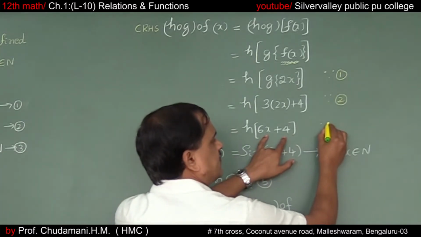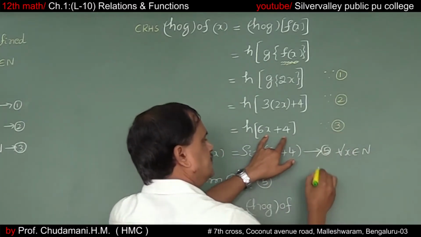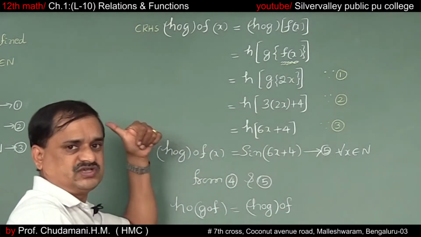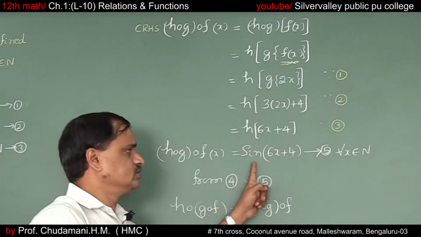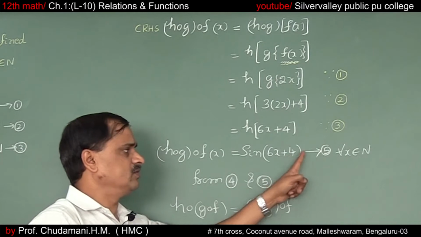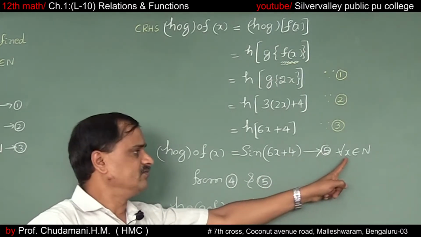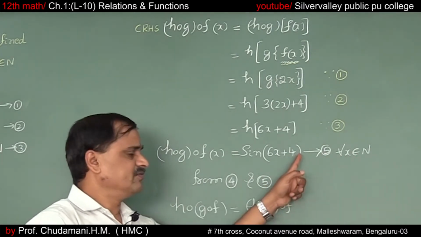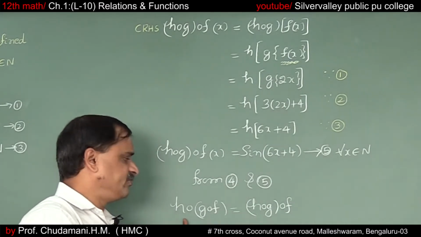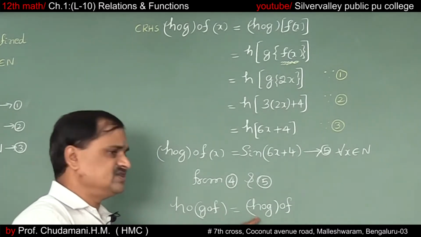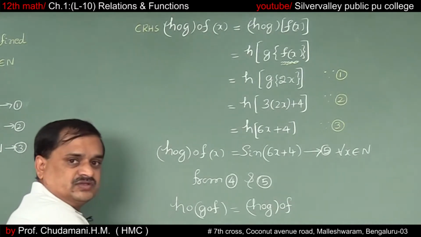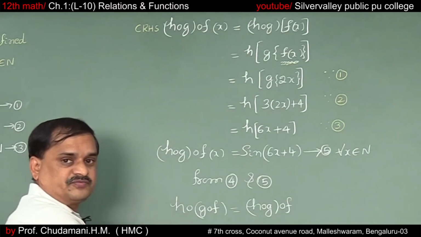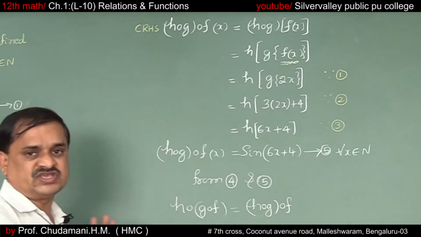This is of the form h of z. H of z means, using 3, sin z. So sin of 6x plus 4. Say equation 5 for all x belongs to natural numbers. From 4 and 5, this and this are equal. That means composition of function is associative.